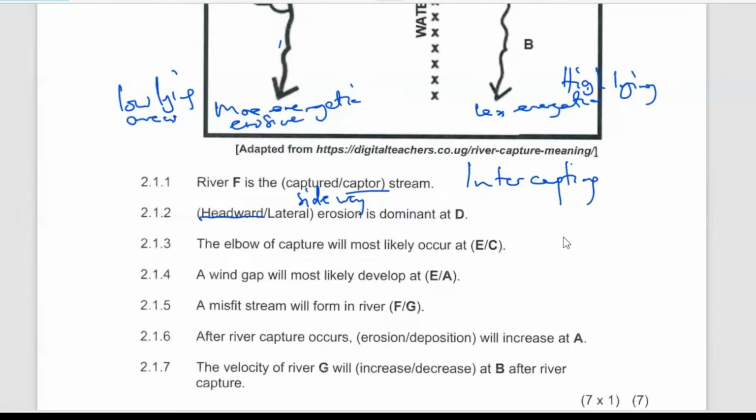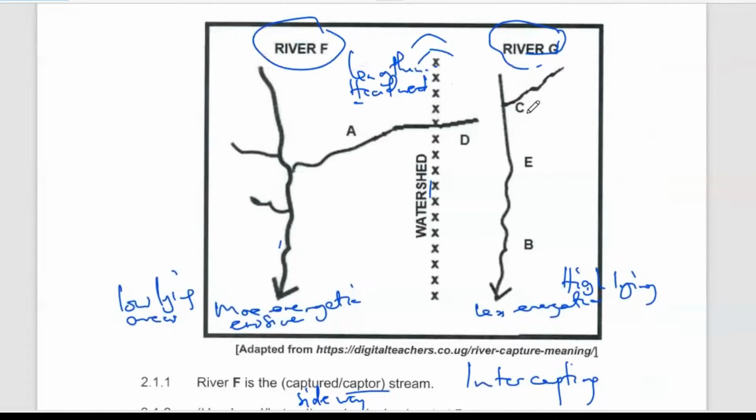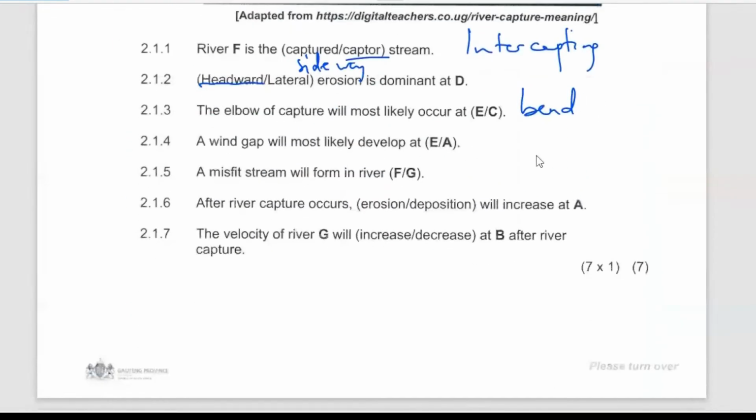Elbow of capture will most likely occur at E or C. The elbow of capture is the bend where piracy or interception takes place. So where is it likely to occur, at E or at C? Here we are seeing that E is below. This stream is going to advance towards C, and that is where the bend is going to occur. If this stream keeps on advancing, it's going to intercept somewhere around C here. So the correct response is C.